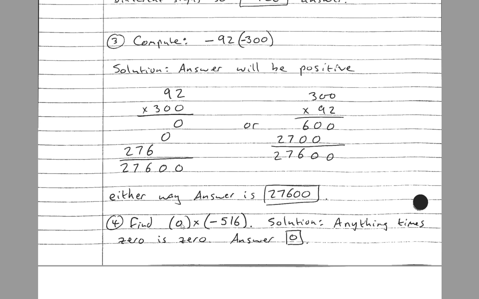So we can't really use the rule, but there's a simpler rule. Anything times 0 is 0. So the answer is 0. It doesn't matter what you multiply by 0 or 0 by, the answer is always 0, so that's easy.